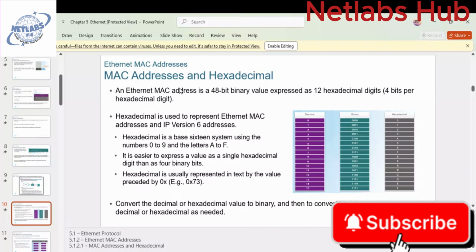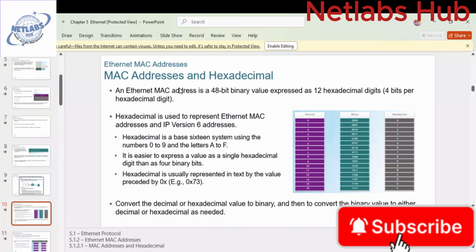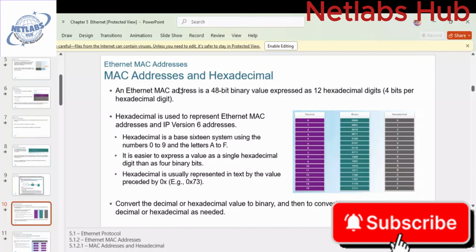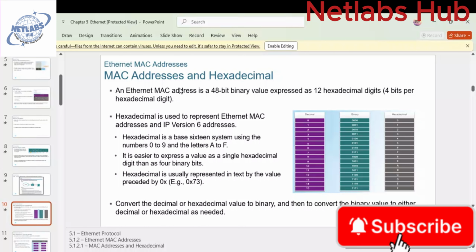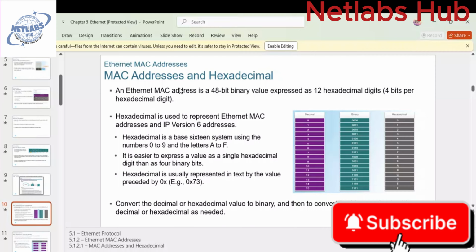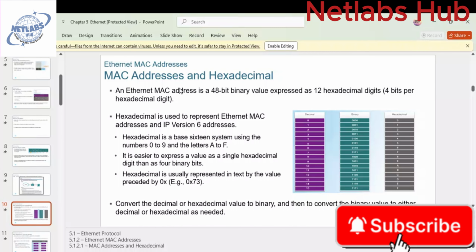Representation of MAC address. A MAC address is an Ethernet address, which is a 48-bit binary value expressed as 12 hexadecimal digits, that's 4 bits per hexadecimal digit. Hexadecimal is used to represent the Ethernet MAC address, and also the IP version 6 address. It runs from 0 to 9, which is normal, but from 10 to 15 it picks from A to F. It is easier to express a value as a single hexadecimal digit than as 4 binary bits.